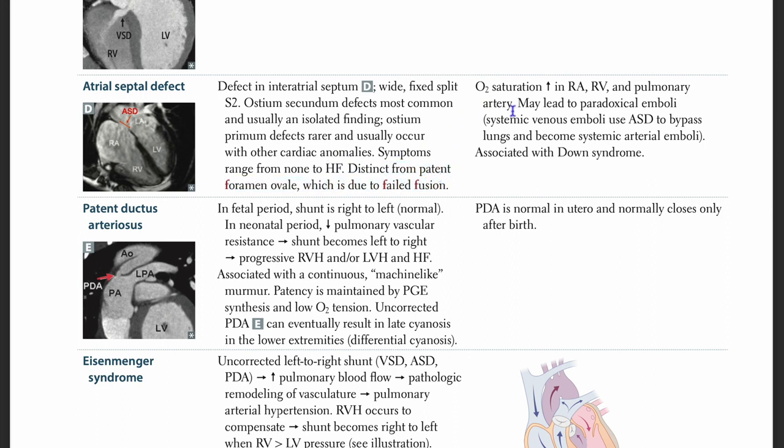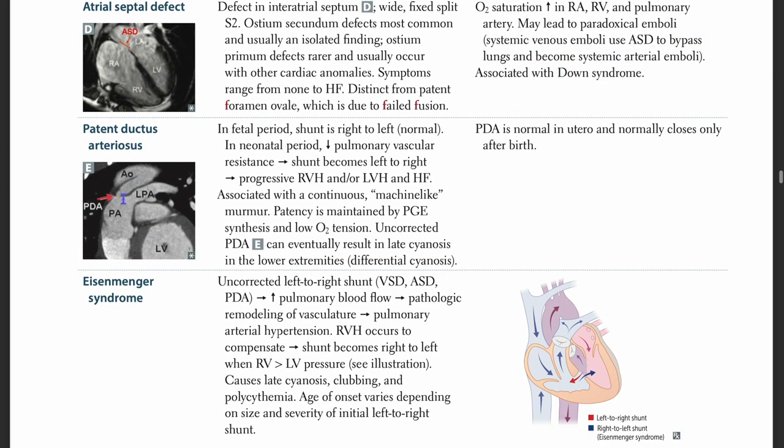Okay. Now O2 saturation is increased in the right atrium, right ventricle, and pulmonary artery as well. May lead to paradoxical emboli. Remember I explained that. Systemic venous emboli use ASD to bypass lungs and become systemic arterial emboli. Associated with Down syndrome as well. You have patent ductus arteriosus over here.